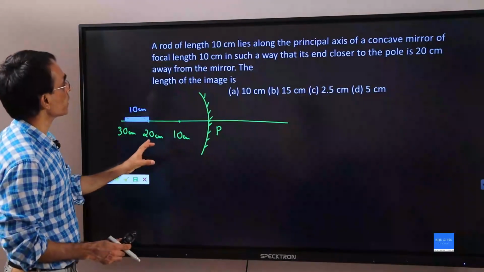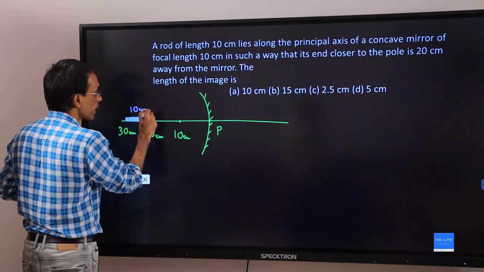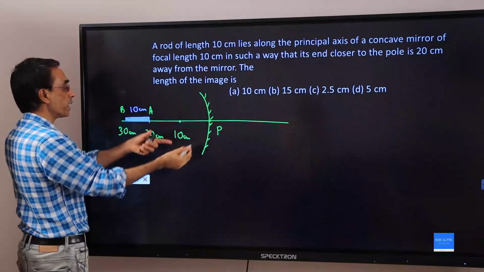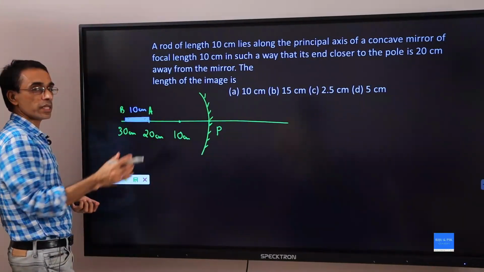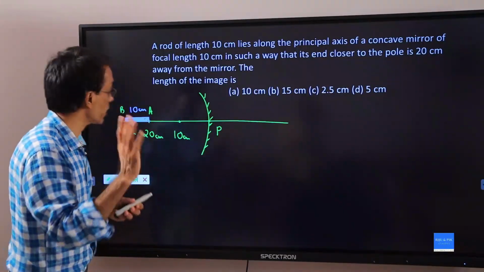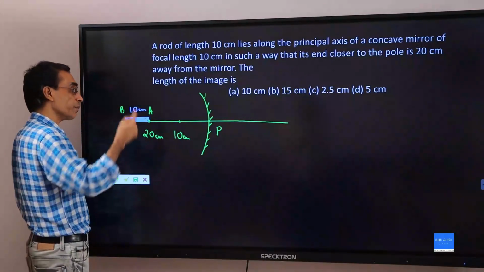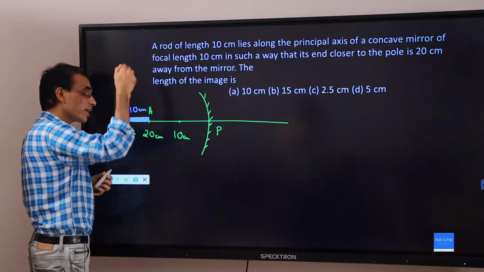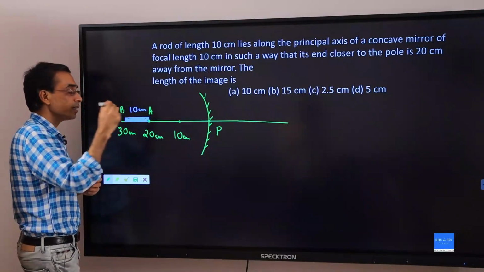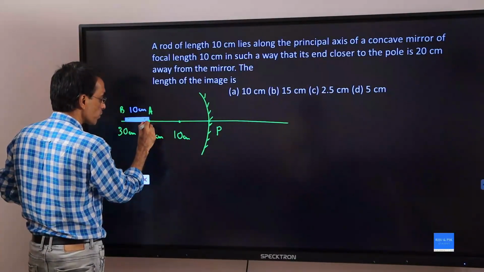Now what you need to find? The length of the image. How to find the length of the image? Let us call this end A and this end B. A will have an image, B will have an image. Locate A and B. But if you are wise and smart and fast, you will understand that this is the center of curvature. So the image will be again at the center of curvature. So A will have its image A dash at the same point. So I can draw the image here. So A dash will appear here itself.